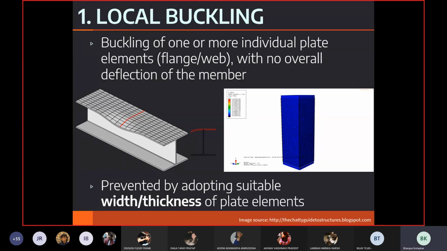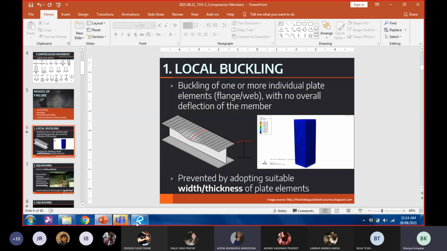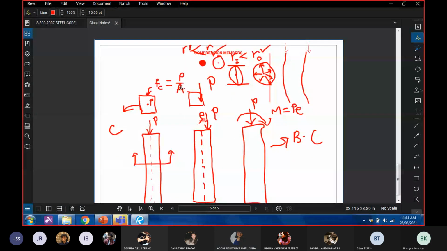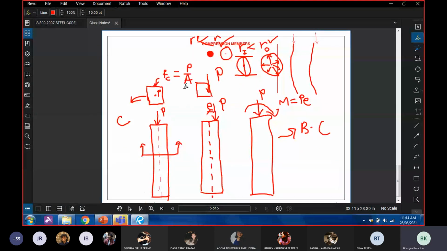So it might happen that even though the section as a whole might not be slender, the component individually is slender. Did you understand what I just said? No, can you repeat? Okay, let us just put a sketch to this.